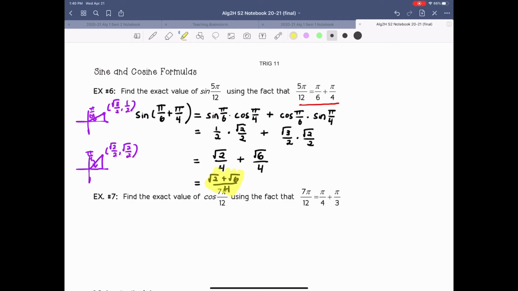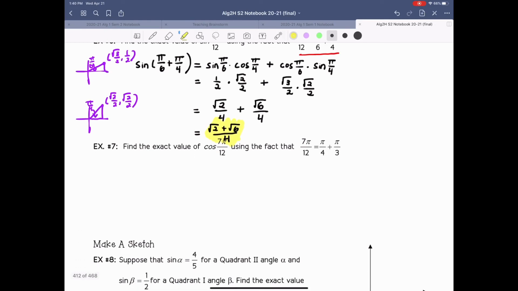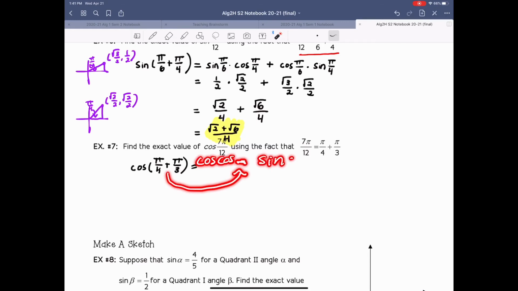All right, moving down to example number 7. Now we have: find the exact value of the cosine of 7 pi over 12 using the fact that 7 pi over 12 equals pi over 4 plus pi over 3. So let's go ahead and think of this cosine now as cosine of pi over 4 plus pi over 3. Using the expansion formula for cosine, we know that we change the operation, so that's going to be minus. And also, we are going to group cosine with cosine and sine with sine.